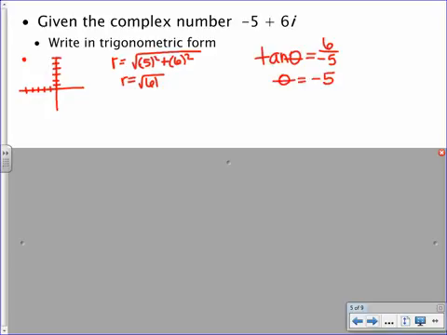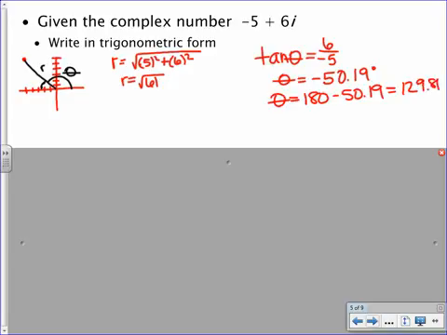Negative 50.19. Okay, so let's just forget about the negative for a second. 50.19, okay? This is your reference angle. 50.19 is describing this angle right here. We want this angle here. How do we find it? Okay? 180 minus 50.19, and that gives us 129.81. So whichever quadrant your complex number falls in, your angle needs to match that, just like with vectors.